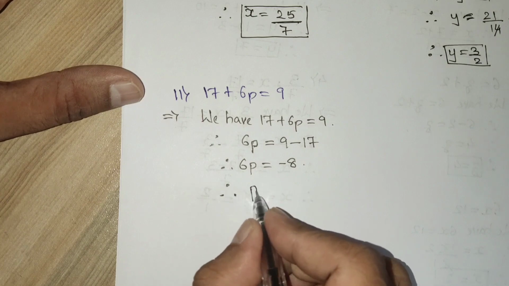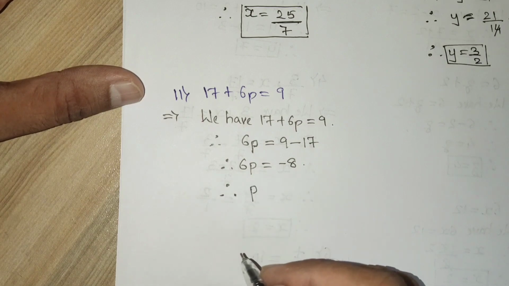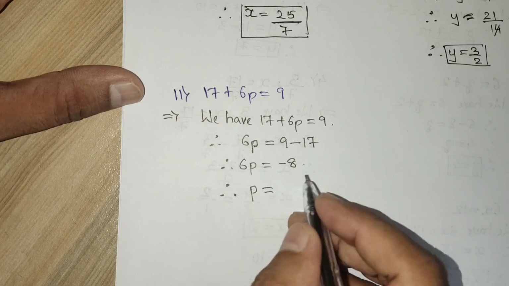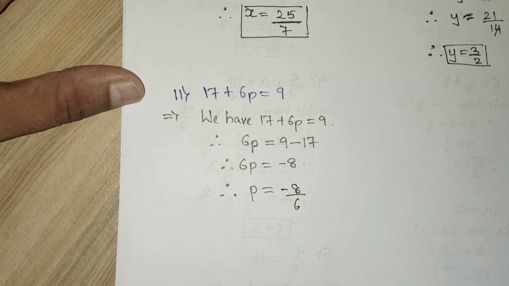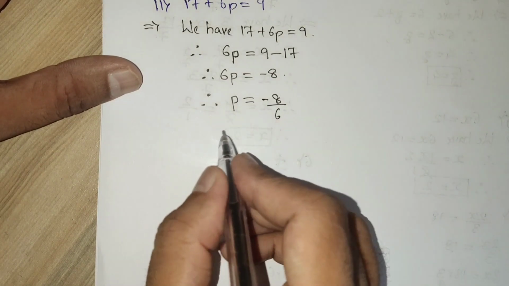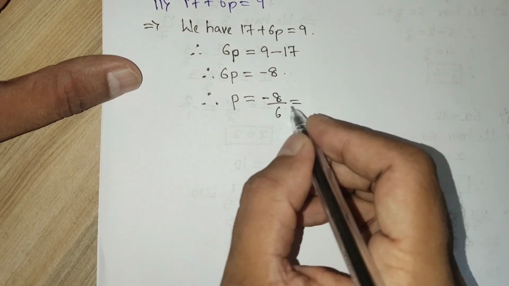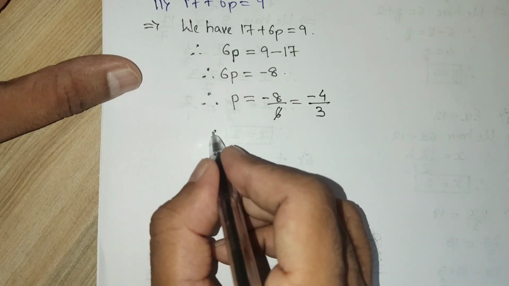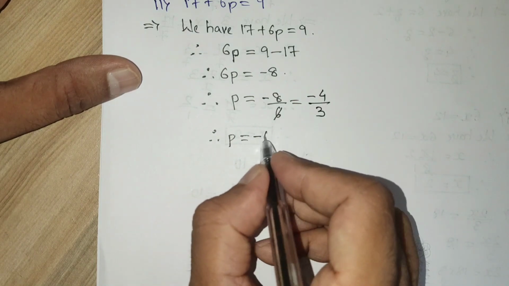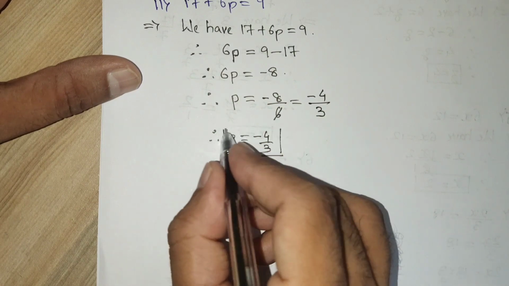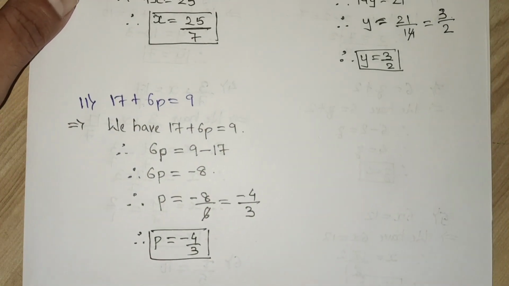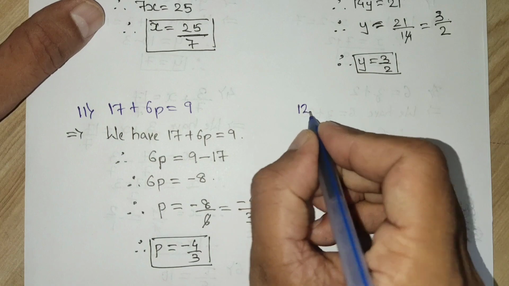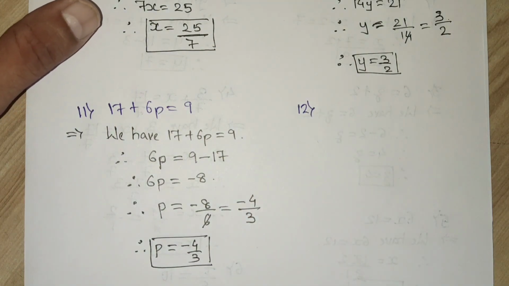Now 6 is in multiplication with p, so it will go that side and divide. So it will become p is equal to minus 8 divided by 6. Both are going in 2's table, so I will write 2 3s are and 2 4s are. So your final answer will be p is equal to minus 4 divided by 3. Now the final question of exercise 2.1, that is question number 12.